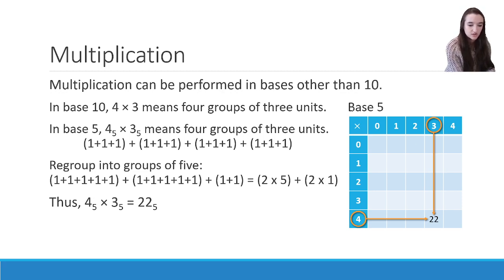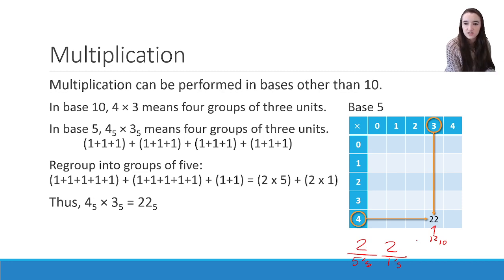So we ask the same questions. We say, okay, well, 4 times 3 is 12. 12 in base 5 is what? So this is 12 in base 10. So that's how many 5s and how many 1s? So it's 2 5s to get to 10, and then what's left over? 2. That's where the 22 comes from.